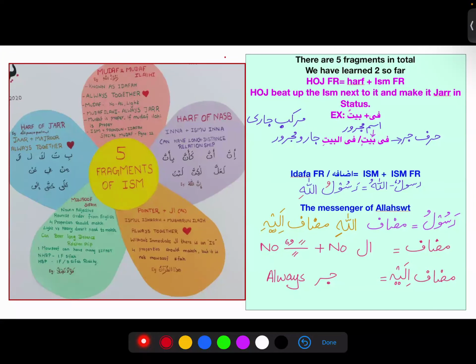Okay, so far, basically, there are going to be five fragments that we are going to learn in our basic Nahw class. So what are these five fragments? Harfu jar fragment, jar majroor, right? So there are going to be some haroof. They come before the ism and they make this ism jar in status, right? And what are they? Can someone say this list for me? What are harfu jar? Ba, ta, kaf, lam, ya. Min. Not ya. We don't have ya. Yeah, sorry. Ba, ta, kaf, lam, waw, min, fi, an, ala, hatta, ila.